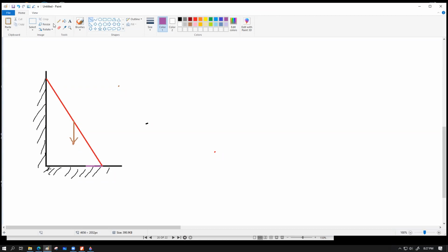Why to the left? Because the motion of this base is going to be to the right, so the frictional force of the base is going to work in this direction. Similarly, the frictional force of the wall is going to work in which direction? Upwards. It has to work upwards. Can we establish that much? Yes.